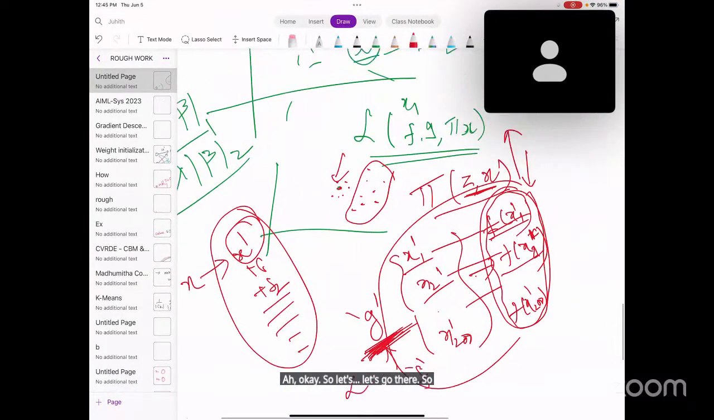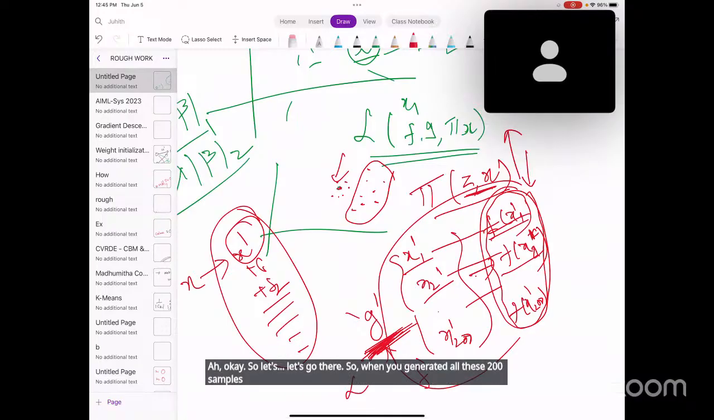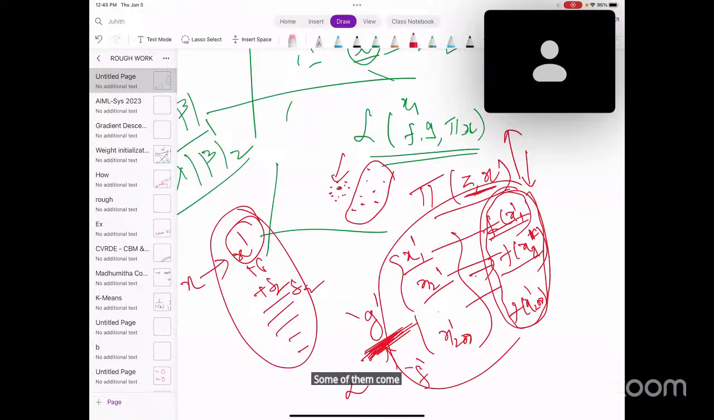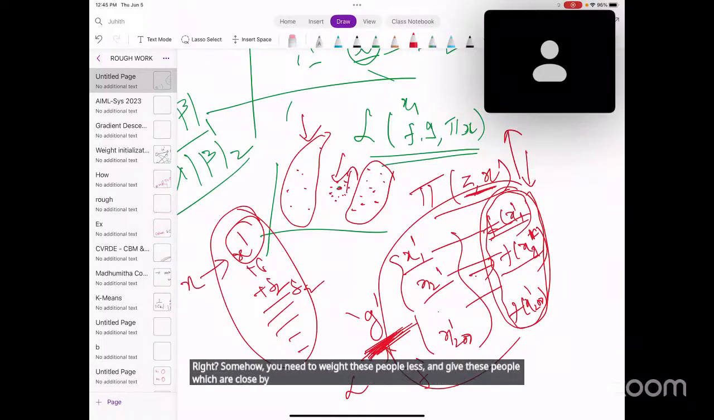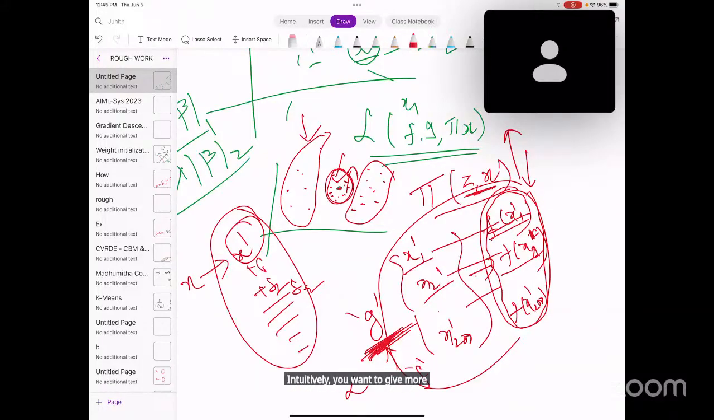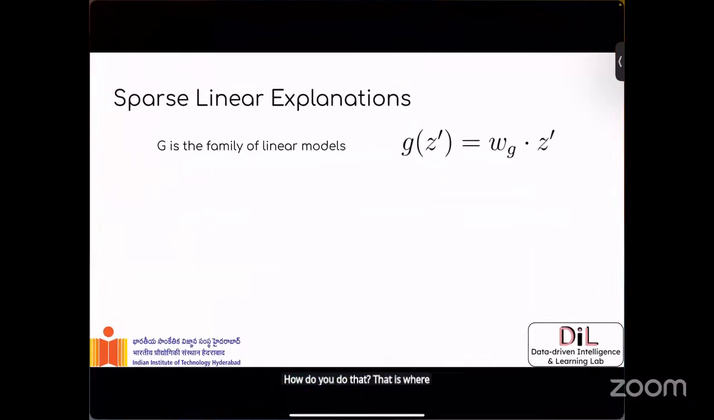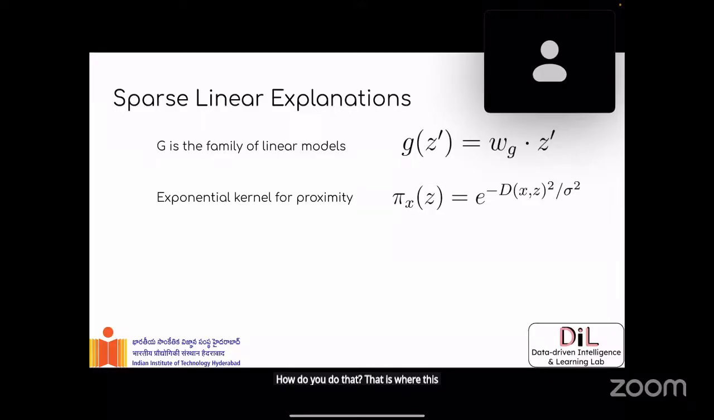When you generated all these 200 samples, because you are randomly adding uniform noise, some of them come closer, some of them are far away. But you cannot take everybody with the same importance, right? Somehow you need to weight the far ones less and give the close-by ones more importance. Intuitively, you want to give more importance to them, less importance to the others. How do you do that? That is where this phi comes into the picture.